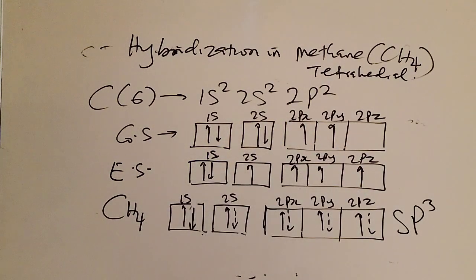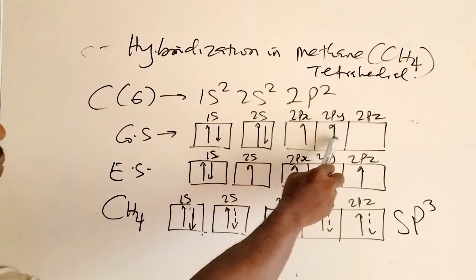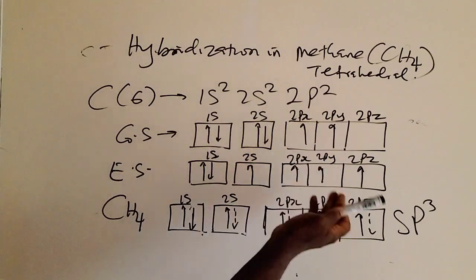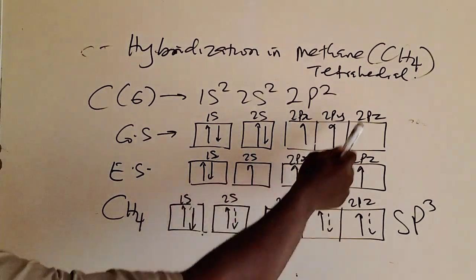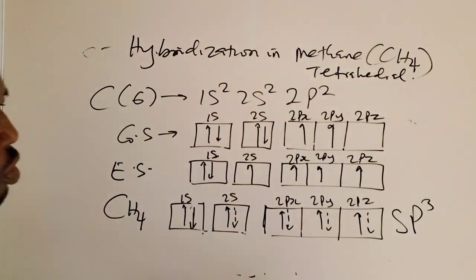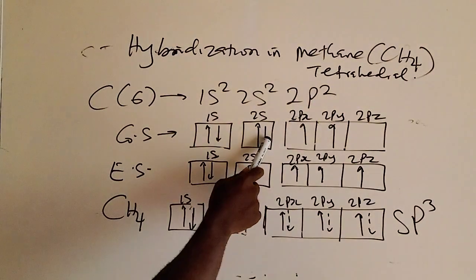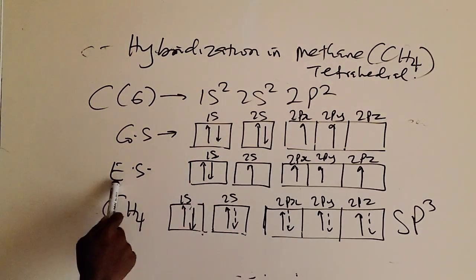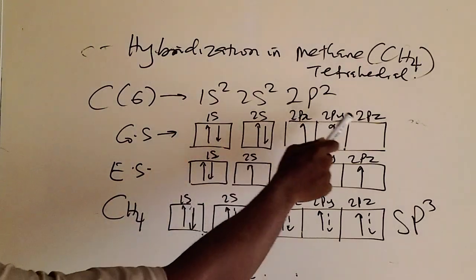And then carbon normally has a valency of 4. In this case, you're seeing only 2 unpaired electrons. So what happens to carbon? What are we going to do? Carbon must maintain a valency of 4 to bond with 4 hydrogen atoms. So what it means is 1 electron from the 2s will be promoted, when it absorbs light energy, to the 2pz.